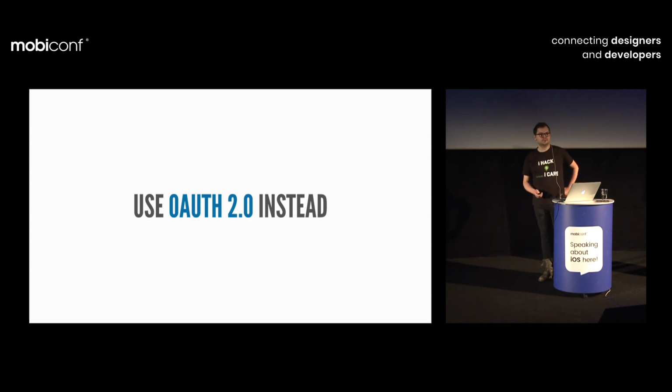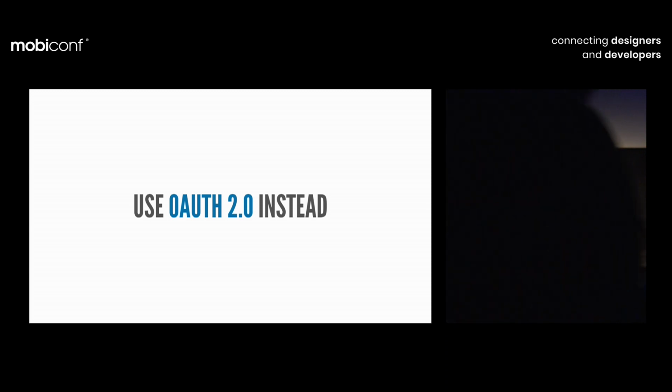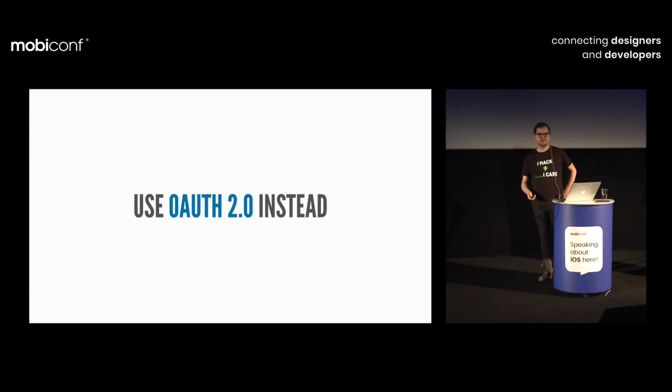Whenever it's possible, because it's not always possible, but if you control the backend, if you have some possibility to influence the development of the backend, you may want to use OAuth 2.0 instead. It's a very simple protocol and brings much more safety than keeping the username and passwords even in the most secure storage on the device.